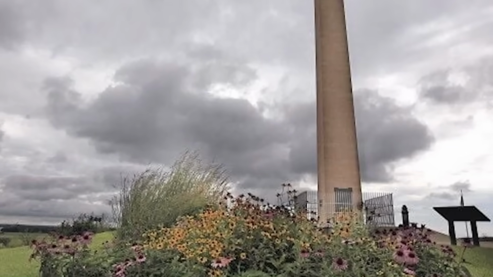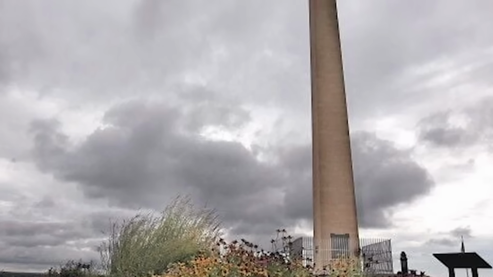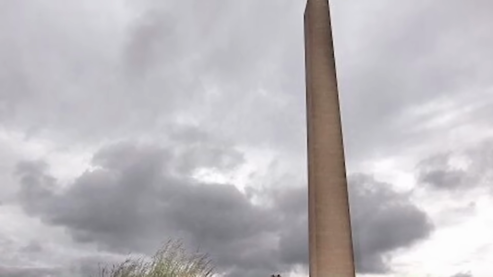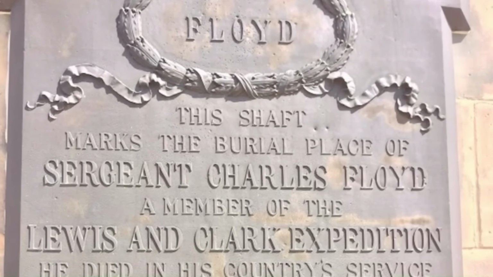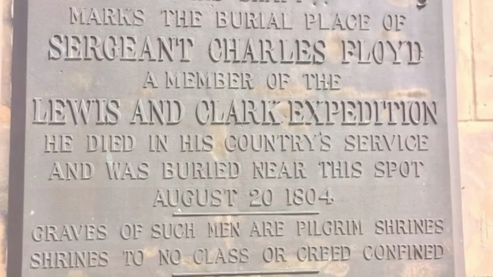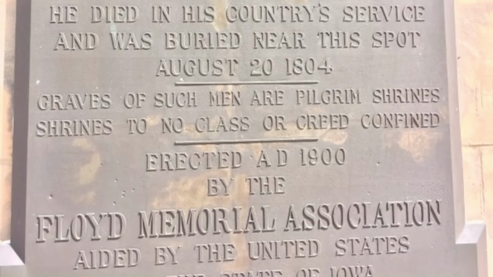This is the Sergeant Floyd Memorial, and a very strange obelisk that exists near Sioux City, Iowa. And you might be surprised to know that there is something that is a smaller version of the Great Washington Monument in Sioux City, Iowa. Oddly enough, there's still the little commemoration that we have on it. They call it a shaft, and it's to mark the burial place of Sergeant Charles Floyd of Lewis and Clark Expedition. Died in his country's service, buried 1804.